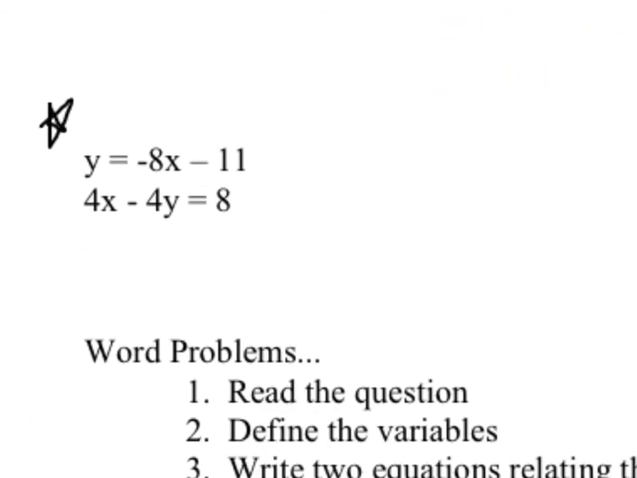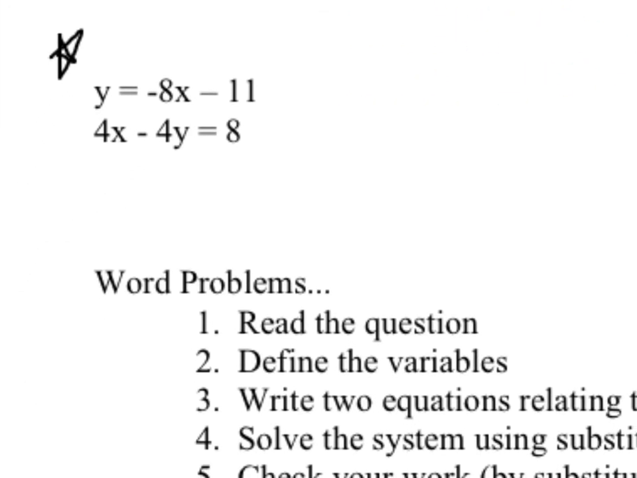Another one that looks similar to that here. We have one of the equations solved for a variable already. So we're going to take what y is equal to. We're going to plug that into the y of the second equation. And that will give us 4x minus 4. And now the y is replaced or substituted for what it's equal to.